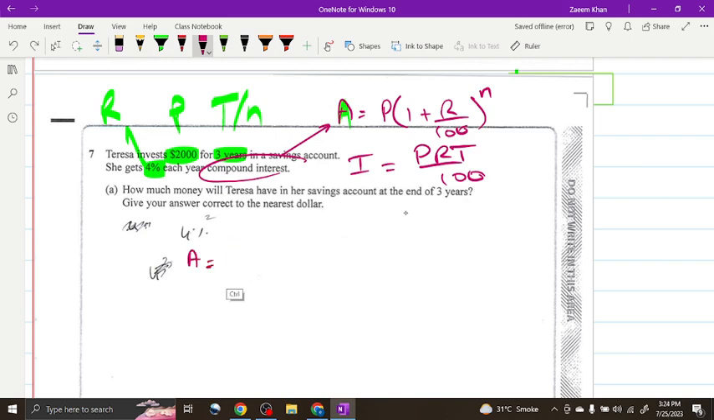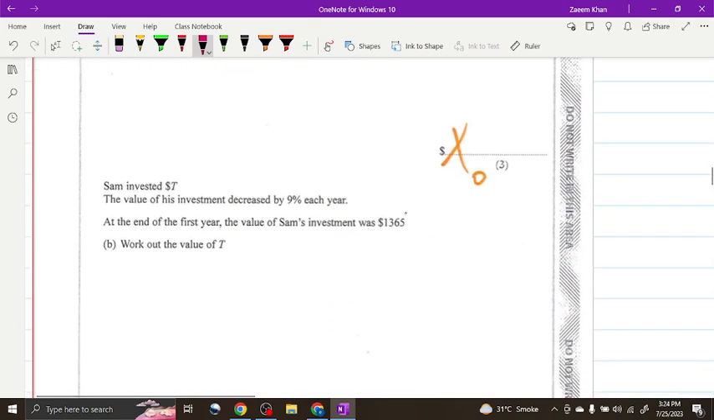Let's put that to trial. How much is the principal? 2,000. How much is the value of R? 4%. And raised to the power of 3. You're gonna solve this, and that's gonna get you the amount of money that Teresa will have in her savings account at the end of 3 years, right?